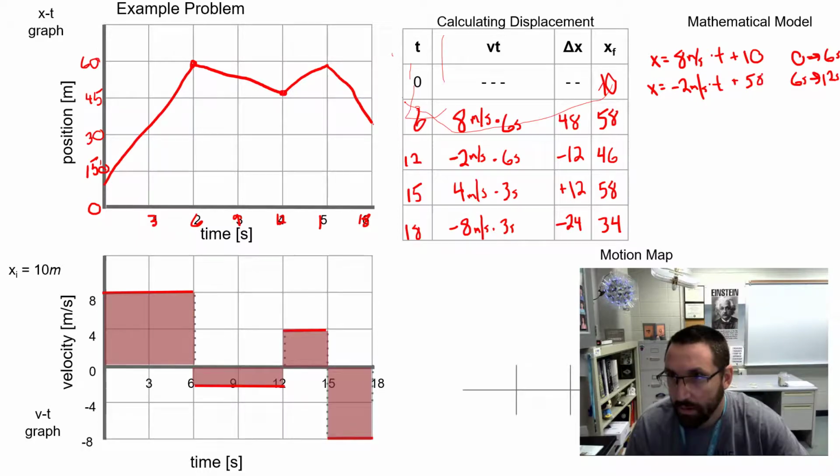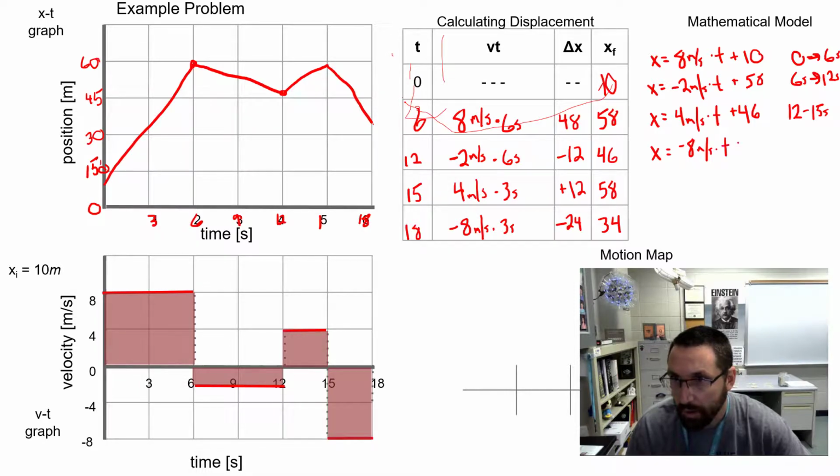The next section, x is equal to 4 meters per second times time plus 46. That was from 12 to 15 seconds. And the last section of time, x equals negative 8 meters per second times time plus 58, because that one started at 58. At 15 seconds, we were at 58. And that was from 15 seconds to 18 seconds.